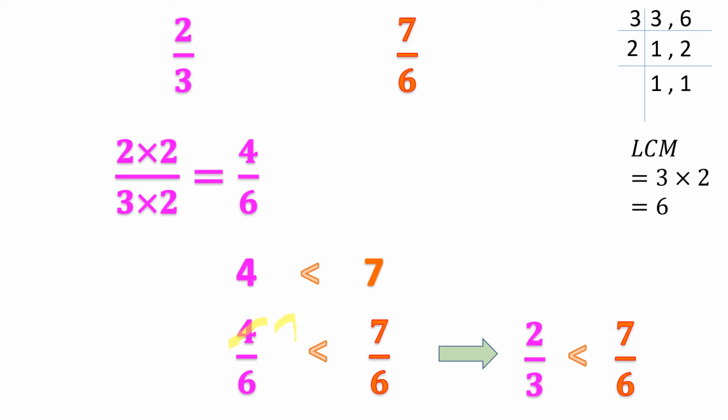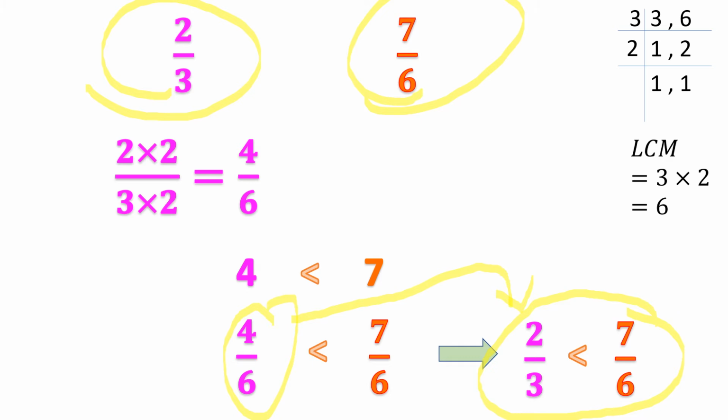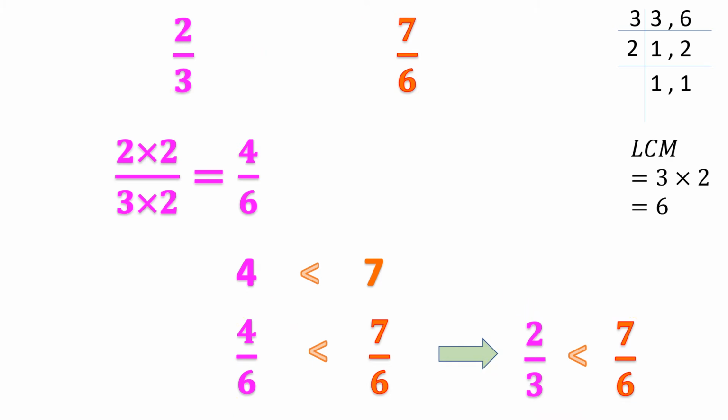Because this is 2 2s are 4, 2 3s are 6, right? So that's why. So in place of 4 by 6, I can write 2 by 3. So you can see that, which one is greater? 2 by 3 is greater than 7 by 6. So let's take another example and understand.